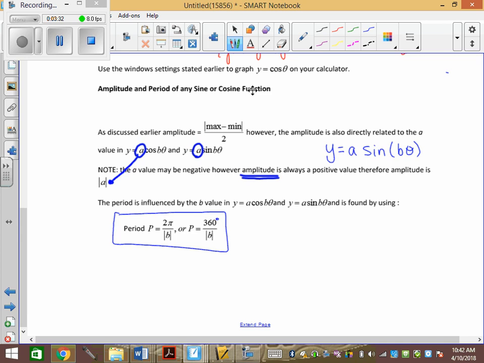And what affects the period? The period is how long it takes to repeat itself horizontally, right? So would a vertical stretch affect that at all? No, the only thing that's going to affect that period, how long it takes to repeat itself, is if I squish it or I make it longer, right? Which is the horizontal stretch. So that's why you have to use these formulas when you're given an equation and asked for the period. Okay?